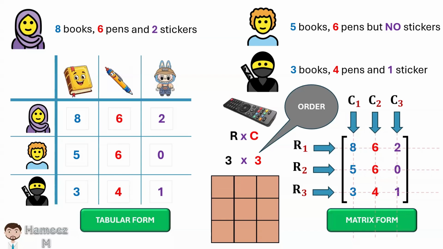Even if we decided to ignore all of the stickers, then we'll have 3 bits of information from the 3 students, but instead of 3 materials that they require, books, pens, and stickers, we just remove the stickers. So it'll be 3 by 2 as the order.